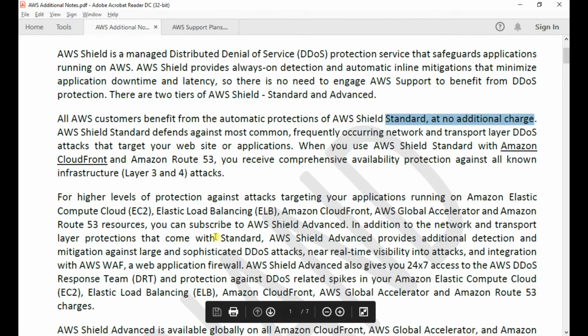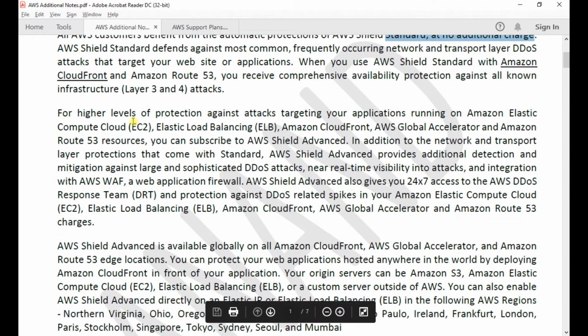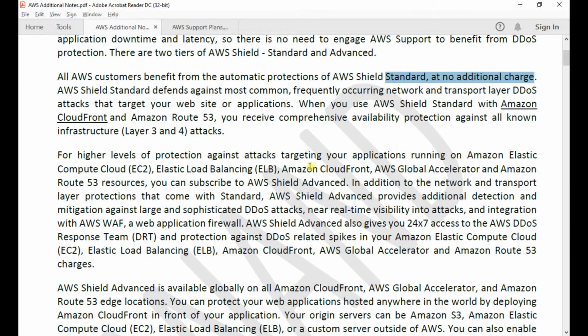So if you want to have higher levels, then you need to choose Shield Advanced. In Advanced, your applications running on EC2, ELB, CloudFront, Global Accelerator, and of course Route 53, all these things are covered. So this is a bit charged. Now you need to understand that AWS Shield Advanced also gives you 24/7 access to support. So this is not free of cost, this is charged as I mentioned.